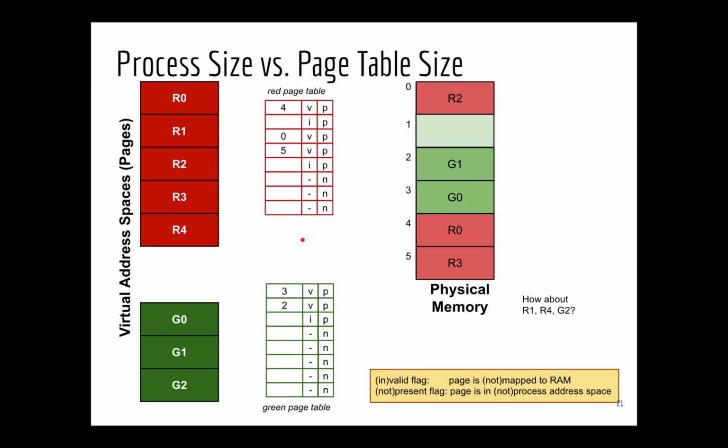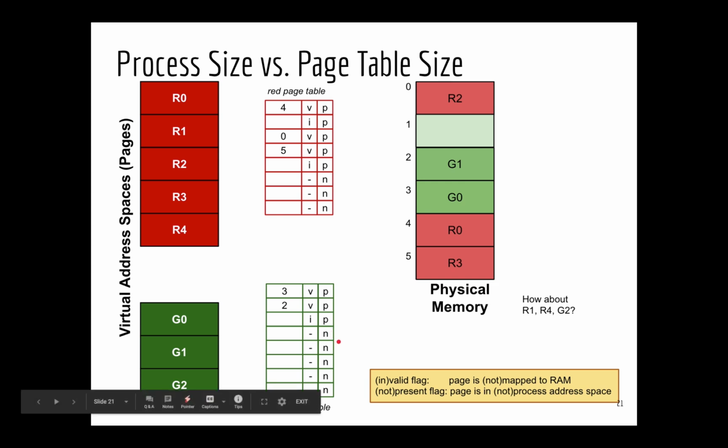So the first 10 rows should be marked with the P flag, and the remaining 118 rows should be marked with the N flag. The illustration here assumes the maximum page table size is 8 rows: 1, 2, 3, 4, 5, 6, 7, 8. The red process image requires only 5 pages, and that's why the first 5 rows are marked with P, and the last 3 rows are marked with N, not present. Only the first, third, and fourth pages are resident in RAM, hence the V flags. The same for the green process image. It uses only 3 pages, so the first 3 rows of its page table are marked with P flag, and the remaining 5 rows are marked with N flags.